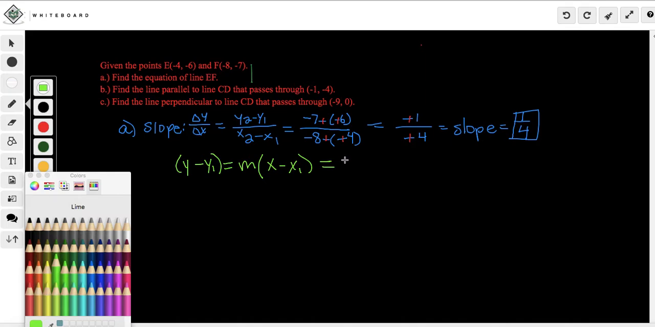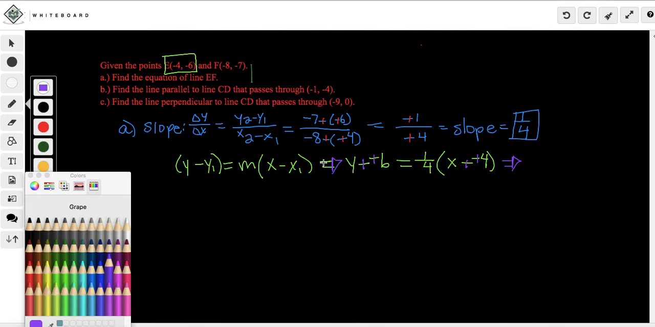So we're going to leave our y there. I'm going to say y minus, and let's just pick one of our points. So I'm going to pick this one to use. Y1 is negative 6. So y minus negative 6 equals, m is the slope, which we know is 1/4. So we're going to put our 1/4 here, times x, we leave our x alone, minus x1 is negative 4. And then we're going to go and simplify this, right? So our next step, we're going to do plus a positive here, plus a positive here.